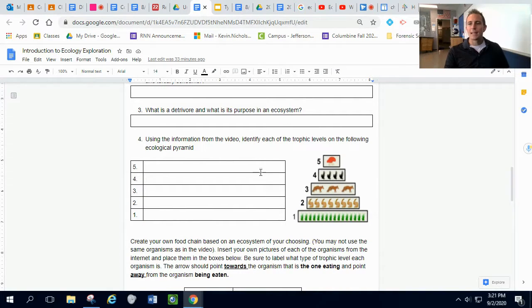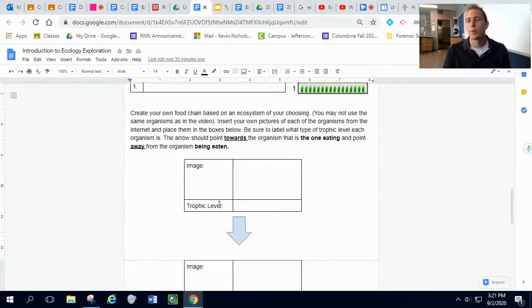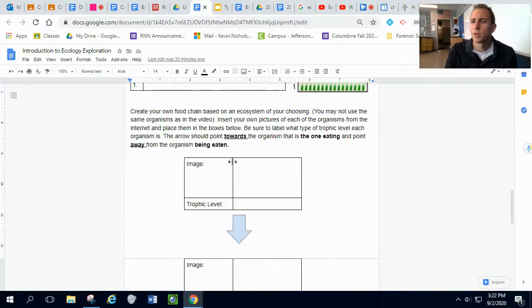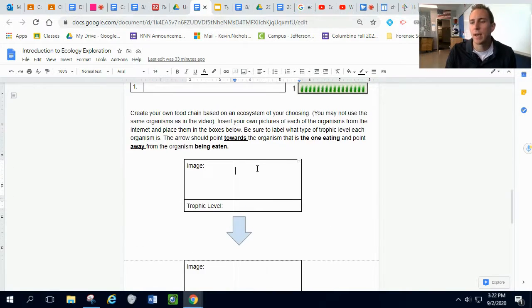You'll need to identify what each of those different parts of that ecological pyramid represents. Each one represents a trophic level, so you'll have to identify which trophic level is for each of those. And then you're going to come up with your own food chain. This should be helping you get ready for what we're going to be doing in class next week. Okay, so you'll paste an image into this top box, and then you'll explain what trophic level it would be in this one.